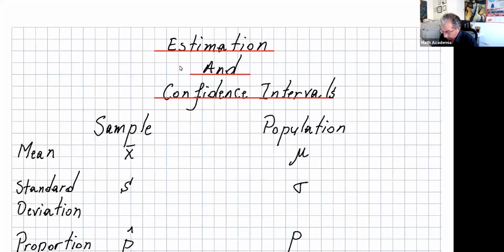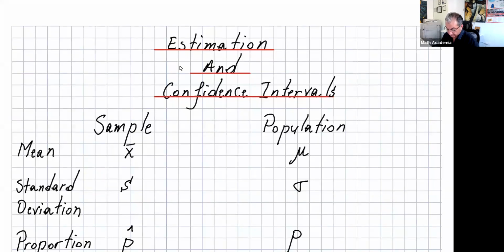In this video lecture, I want to go over estimation and confidence intervals. So basically, that's a very big topic in statistics, estimation. But before we start, let's see what we can estimate in statistics and why we estimate in statistics.